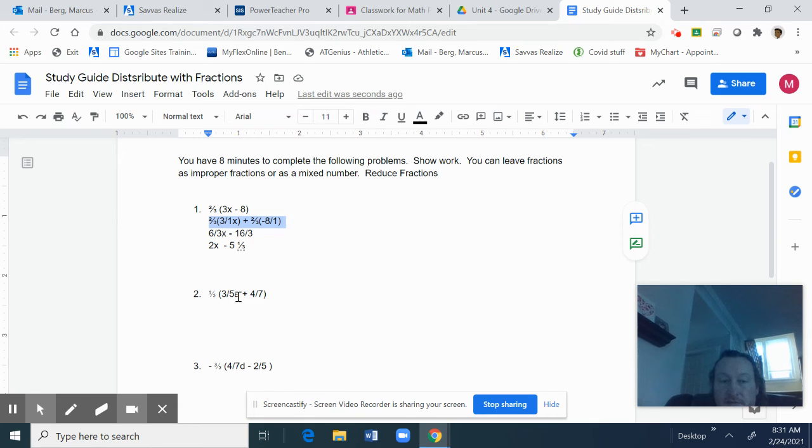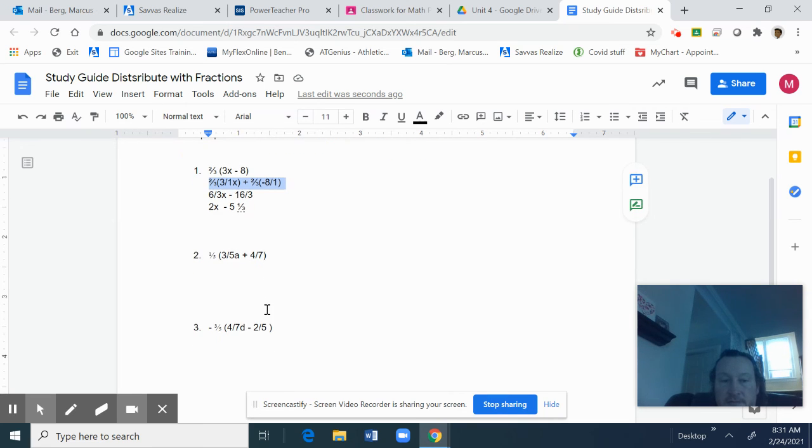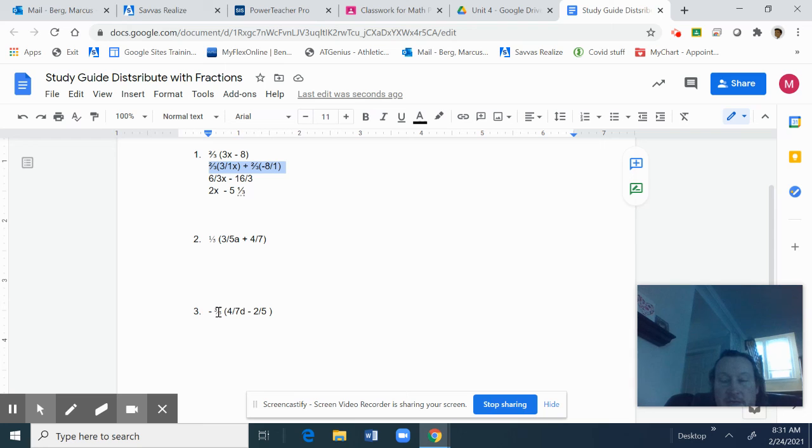So 1/5 times 3/5, a, plus 1/5 times 4 over 7. Multiply the numerators, multiply the denominators. Here we're going to do the same thing. Do the setup. Negative 3/5 times 4/7 d plus negative 3/5 times negative 2/5. And then remember, negative times a positive is a negative. Negative times a negative is a positive. Multiply the numerators, 3 times 4, and the denominators, 5 times 7. And then do the same thing for this one.